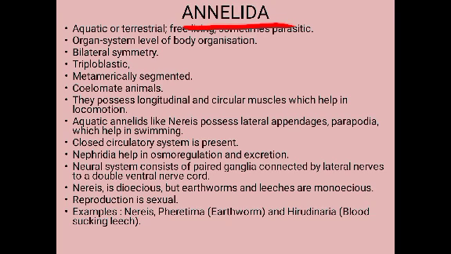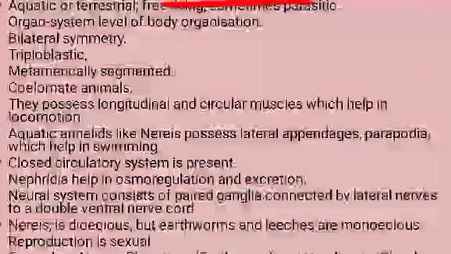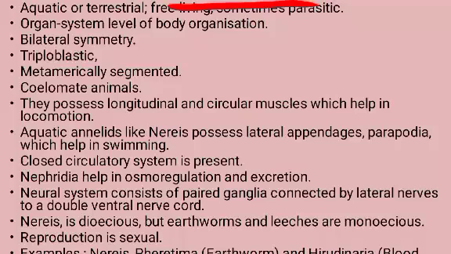Now, when we see the other characteristics, they are aquatic in nature, or they can be seen in the terrestrial area, that is, on land. They may be free living. They can also be parasitic, found attached to the body of other organisms. Then they exhibit organ system level of body organization.